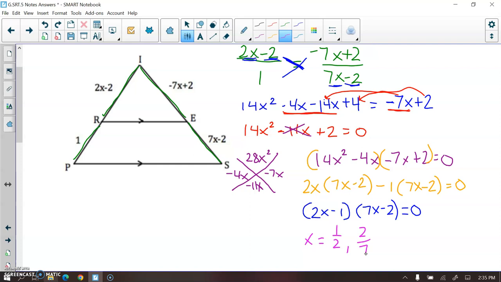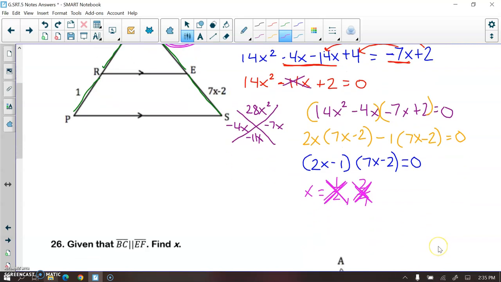Well, if I put a 1/2 in here, a negative 7 times a 1/2 gives me a negative 3.5. Plus a 2 would give me a negative side length. So 1/2 does not work. If I put a 2/7 in here, a negative 7 times a 2/7 would bring me to a negative 2. And a negative 2 plus a 2 gives me a side length of 0, and side lengths can't be 0. So 2/7 doesn't work. So the two x values that we found don't work. So what that means is that there's no solution to this problem.